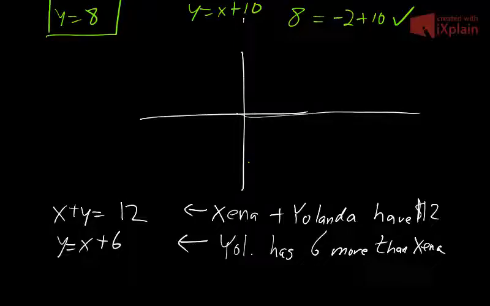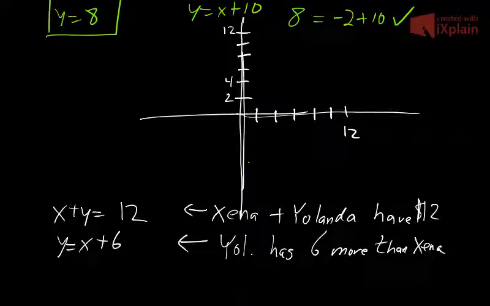So if I start with x plus y equals 12, I'm going to do everything in here by 2's, just so I have a little bit more room. 2, 4, 6, 8, 10, and 12. There we go.